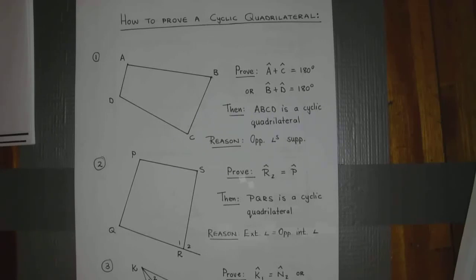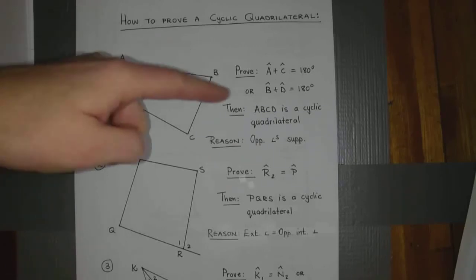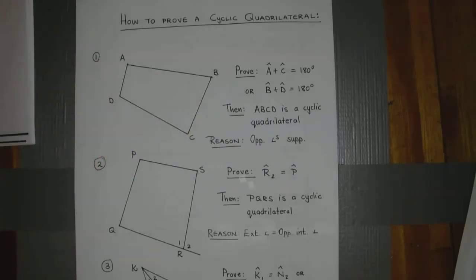Okay, and the reason for that: what do the interior angles of any quadrilateral always add up to? 360. So if one pair is 180, then automatically the other pair needs to be 180, because 180 plus 180 is 360. Got it. So you don't have to prove both pairs, only one pair needs to be equal to 180. Otherwise those 4 points will not be on the circumference of a circle, so it's not a cyclic quad.